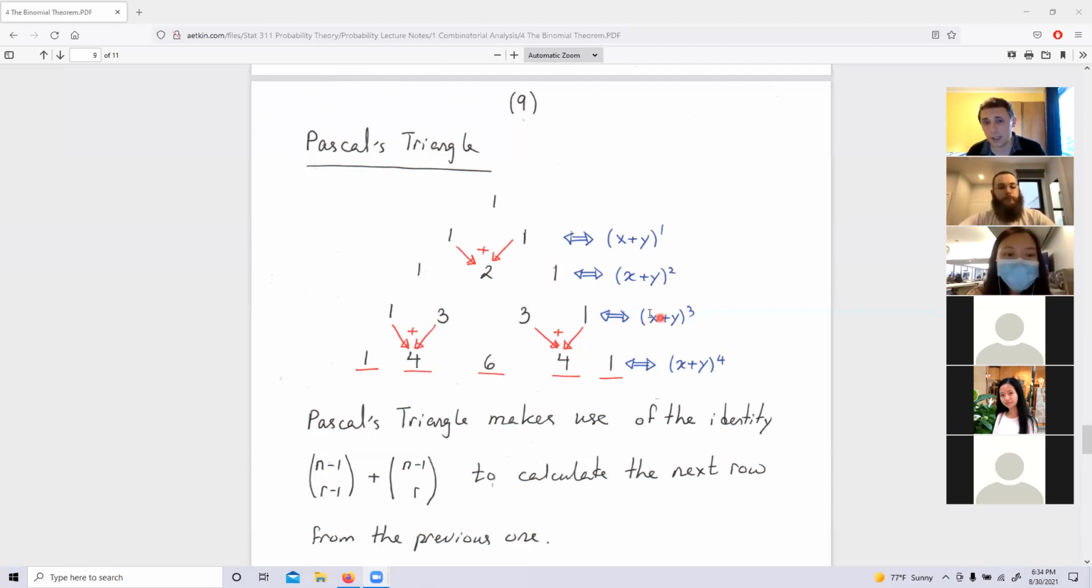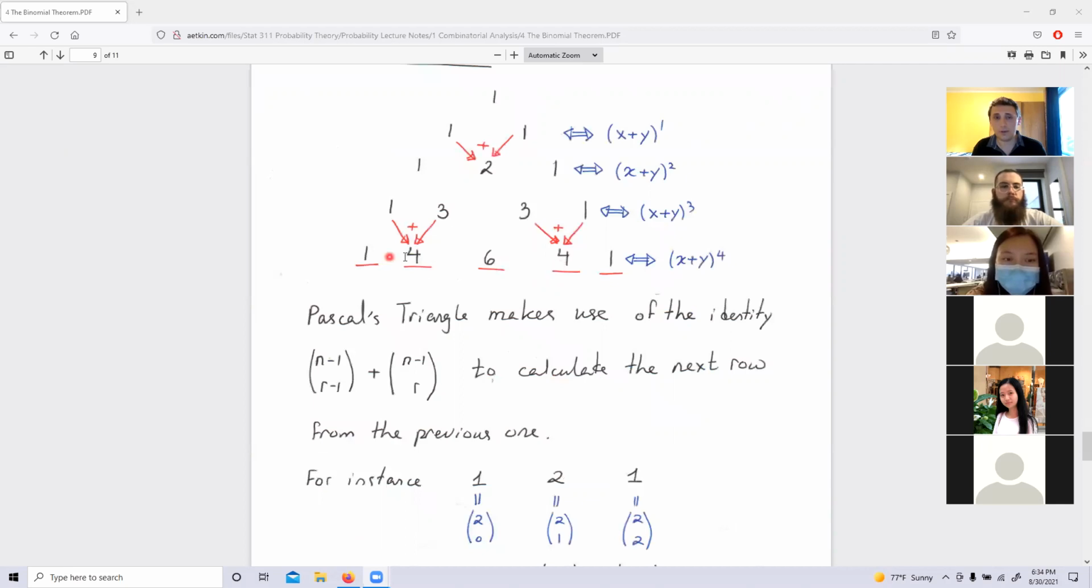And if you want to know how to expand quickly (x plus y) cubed, what do you do? You write an extra 1 here, and then between 1 and 2, you write their sum, it's 3. Then between 2 and 1, you write again, because their sum is 3, a 3. And you complete it with a 1. So you have 1, 3, 3, 1. That means (x plus y) cubed is x cubed plus 3x squared y plus 3xy squared plus y cubed.